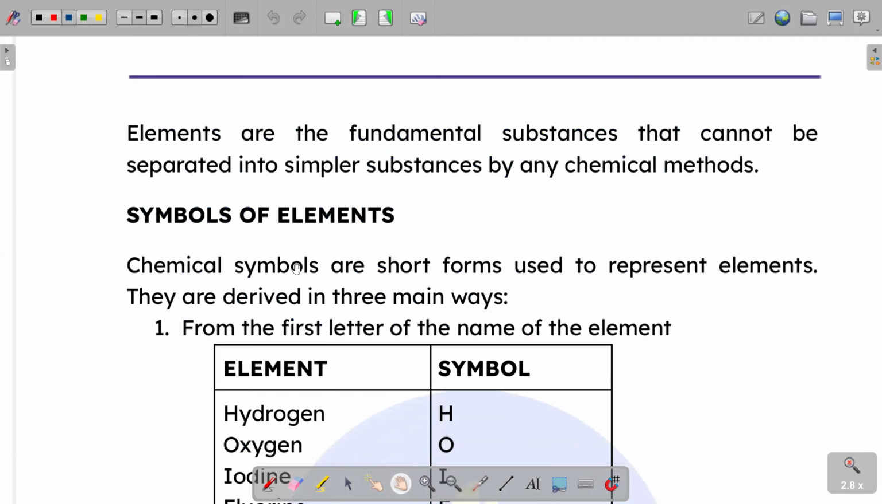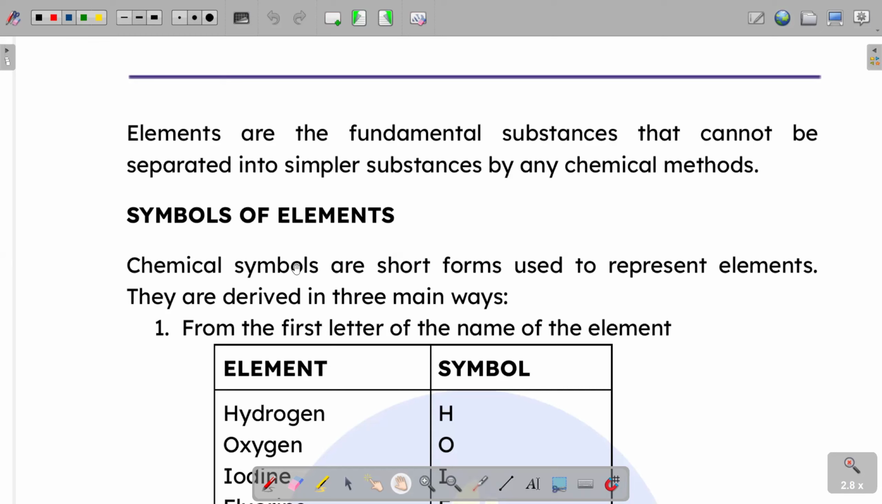Now, elements are fundamental substances that cannot be separated into any simpler substance by any chemical means. For example, you cannot use chemical means to split hydrogen to get another species, using any physical means or any chemical means.